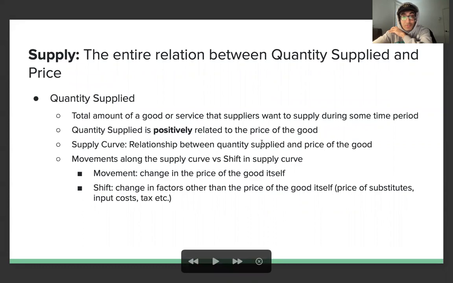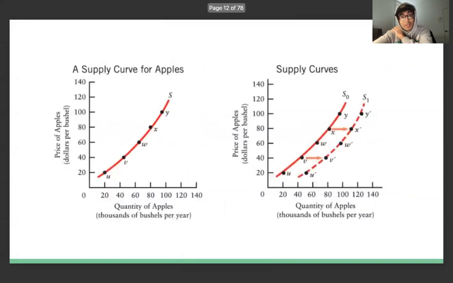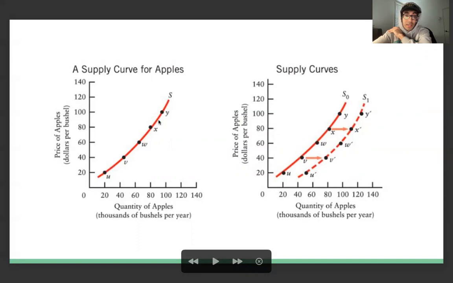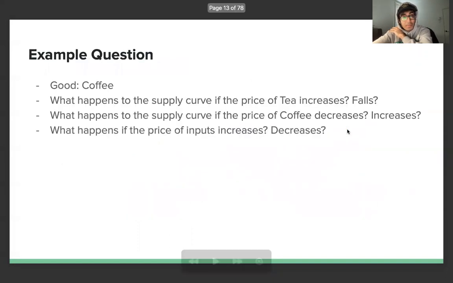And same logic for movements versus shift. So movement is when there's a change in the price of the good itself, and a shift is when there are changes in factors other than the price of the good itself. This is what the supply curve looks like. It's a positively sloped curve. And again, movement is just movement along this curve from one point to the other, and then the supply curve shifts when it's external factors other than the price of the good.